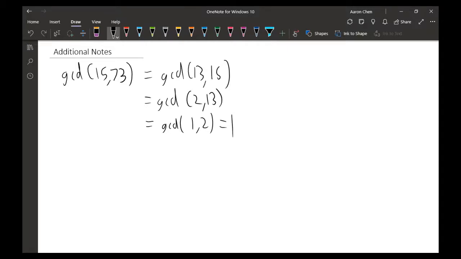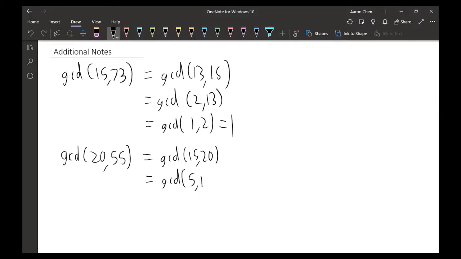Next is an example of a GCD where the GCD is not 1. So we could use GCD of 20 and 55. 20 times 2 is 40, and 55 minus 40 is 15. So this is GCD of 15 and 20. If you subtract 15 from 20, you get GCD of 5 and 15. And if you subtract 5 from 15 3 times, this is GCD of 0 and 5, which is clearly just 5.